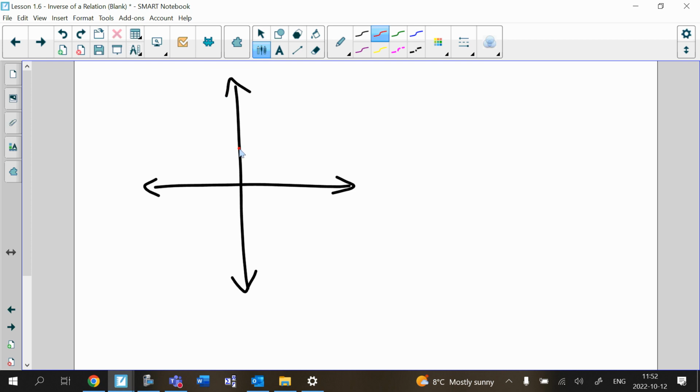Well, let's make up some points. Let's call this 1, 2, 3, and then let's go like this. Let's find the inverse of all these points. The inverse of 0, 3 is 3, 0. So this one becomes here. The inverse of 1, 4 becomes 4, 1. So it becomes there. The inverse of 1, negative 1, 4 becomes 4, negative 1. That's its inverse. Is it a function? No.